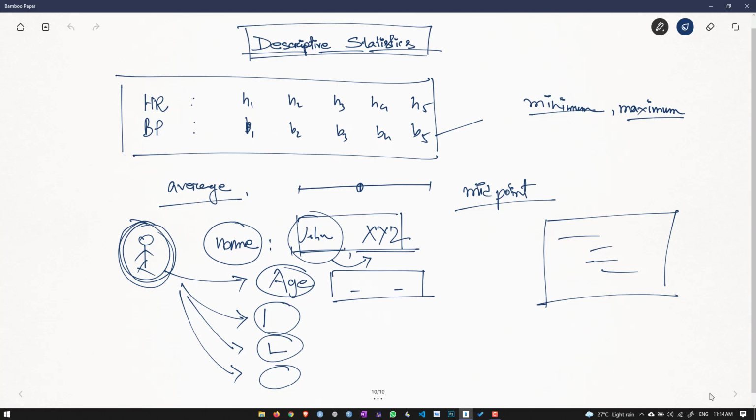So under descriptive statistics, we will learn two different branches. That means there are two different branches of descriptive statistics. To be brief, one is called measures of central tendency, and the next one is called measures of dispersion.